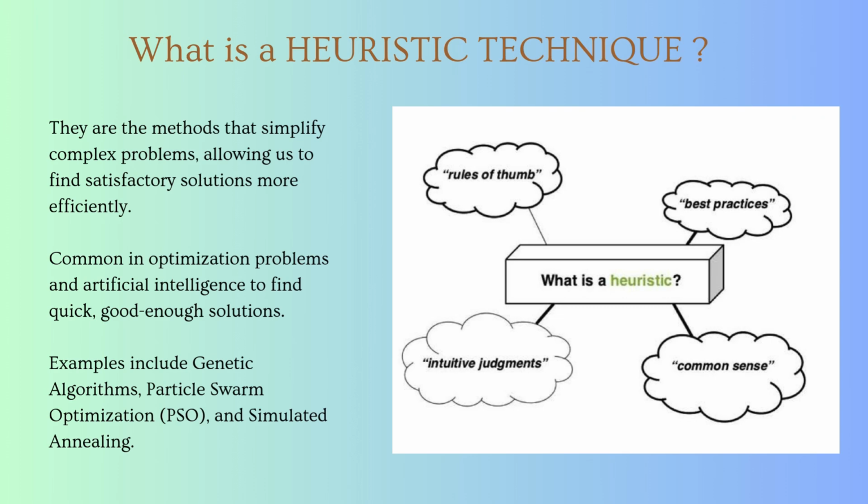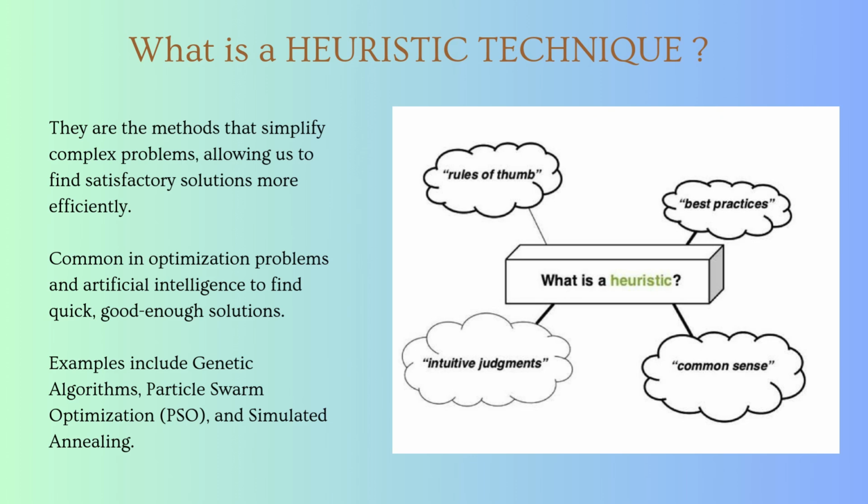These techniques are particularly valuable when dealing with optimization problems, where the goal is to find the best solution among many possibilities. For instance, in machine learning, heuristics help us in feature selection, model training, and hyperparameter tuning as well, ultimately enhancing model performance and reducing computational time.